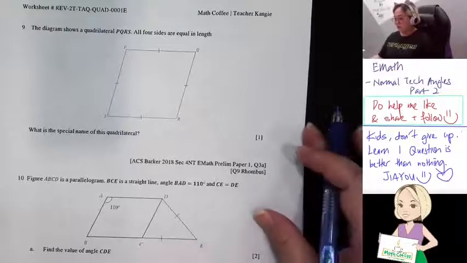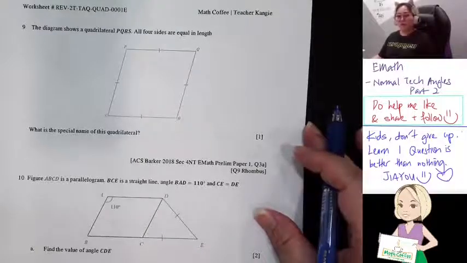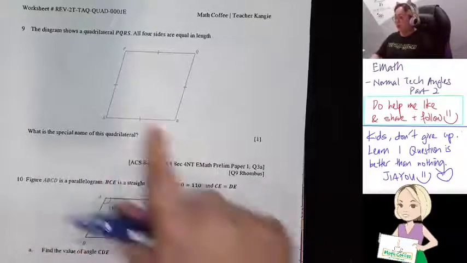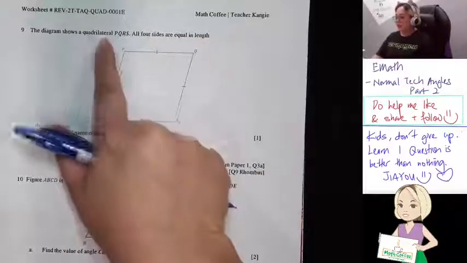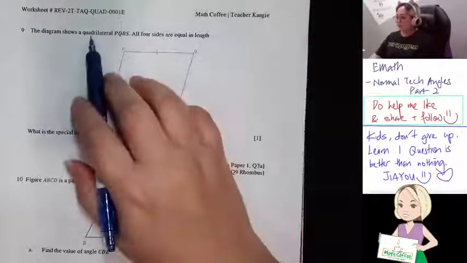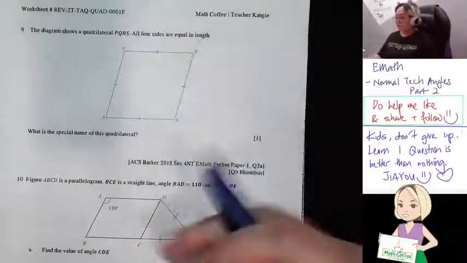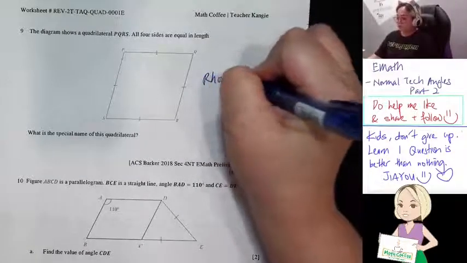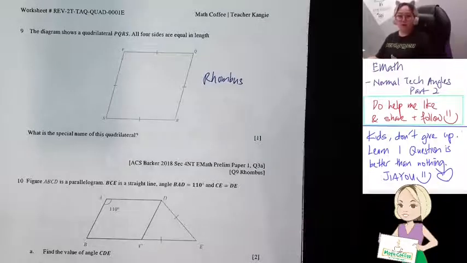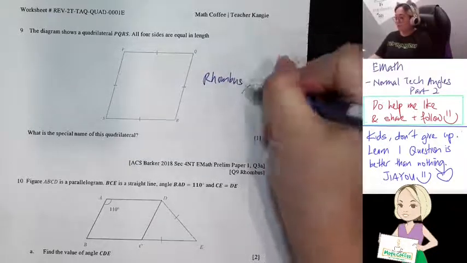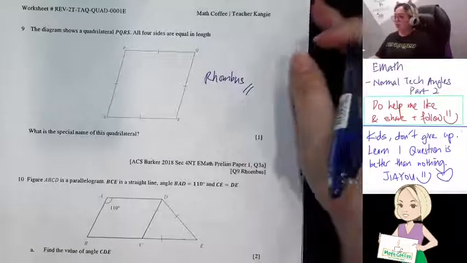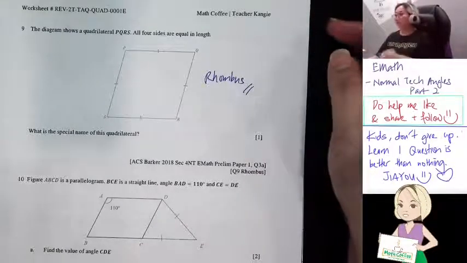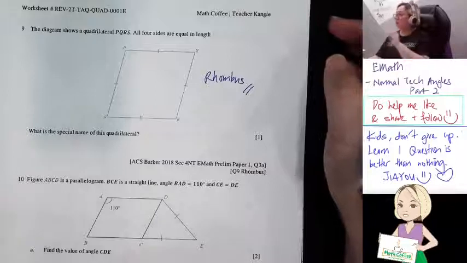Okay, let's move on to the last two questions. 9903 D. I'm going to speed up. Okay, what is the special name of this quadrilateral? Okay, so this is four sides are equal and it's a quadrilateral. Four sides are equal and it's slanted. So this one automatically we know that it is a rhombus. Rhombus is like a slanted parallelogram but with equal sides. Okay, so easy. This is a sec 2 normal tech question. But it is equivalent to sec 1 express or sec 1 normal ACAD.